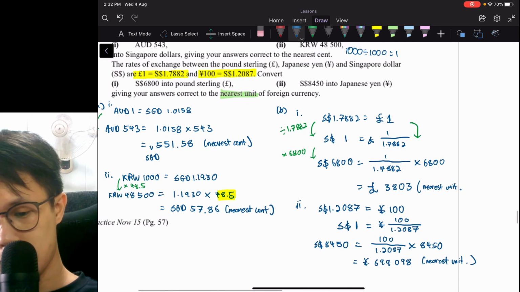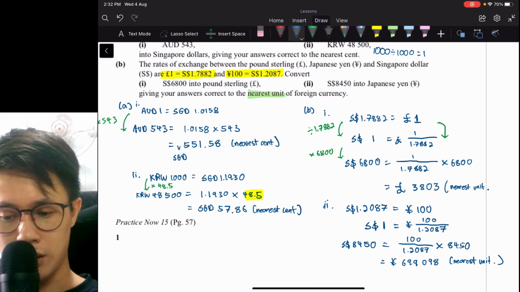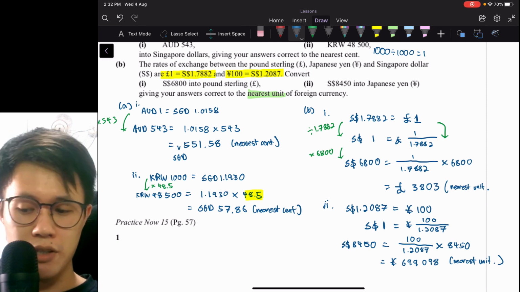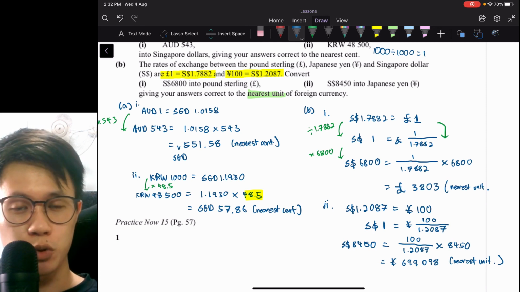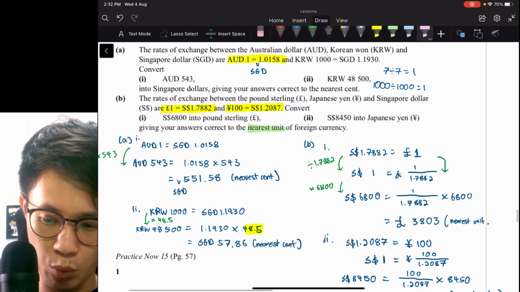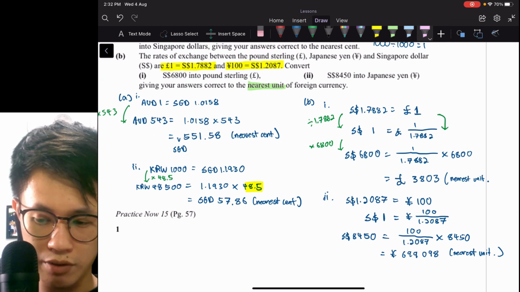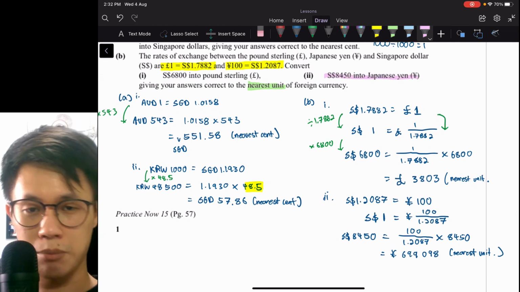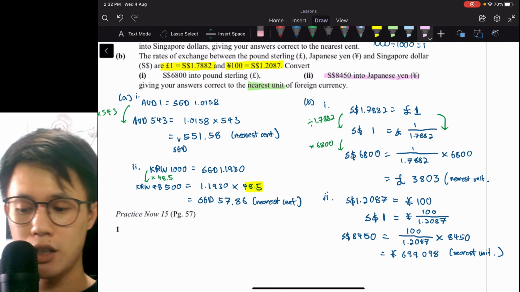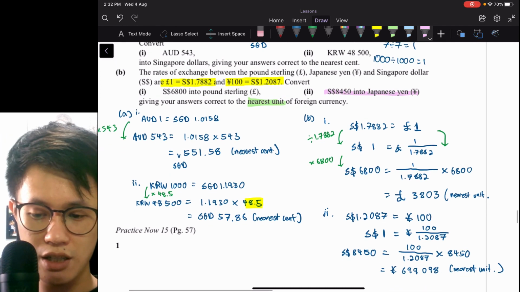So in terms of currency exchange, it's a little bit more tedious. It requires you to know how to balance and find out what 1 unit is equal to. If you realize, initially the Aussie dollar is already 1 unit equal to something. If you want to solve this type of question, you need to convert and make 1 Sing dollar equal to how much. So that is about it for currency exchange.